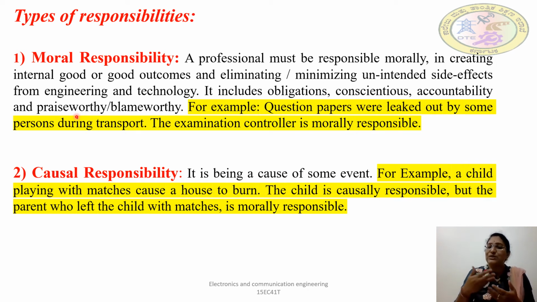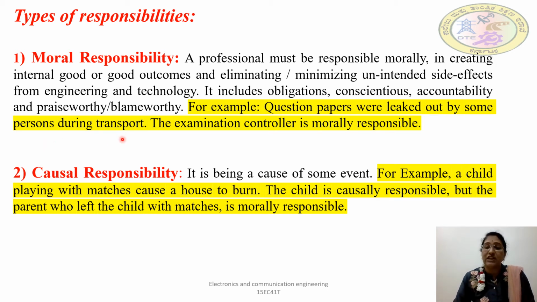So that is also because of your responsibility, you have got the good result. So these are very important qualities which we have to know in moral responsibility. One example is there, you can understand it easily. Question papers were leaked out by some persons during the transportation.